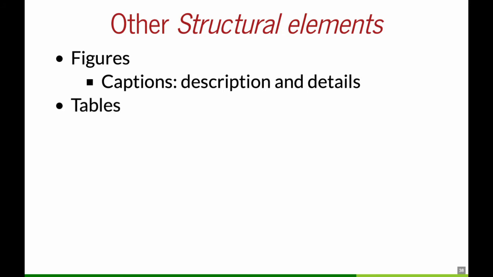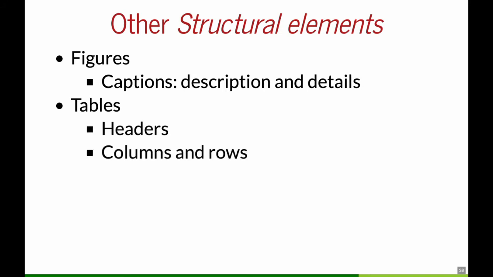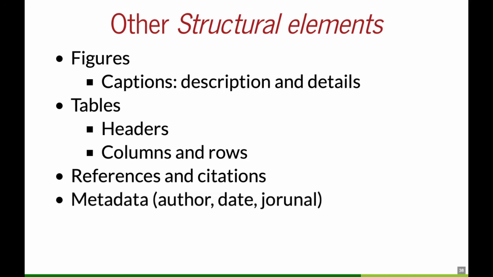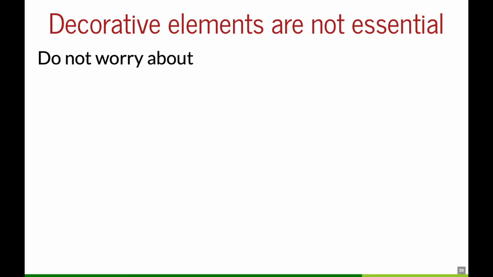You will also have tables. Tables have headers. They can also have caption. And they have a series of columns and rows. You probably will also have reference and citation to other journals. And finally, you will include some data about your data, like the author, date, and journal where the paper is published.